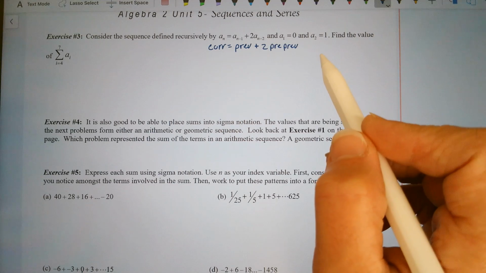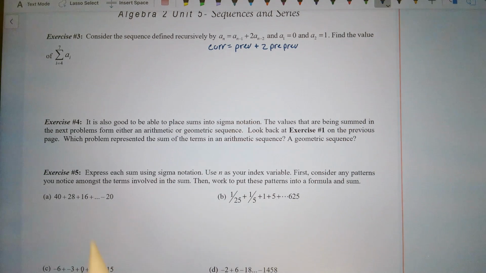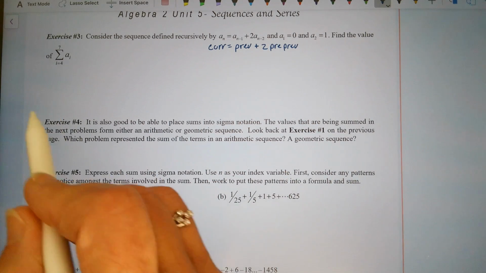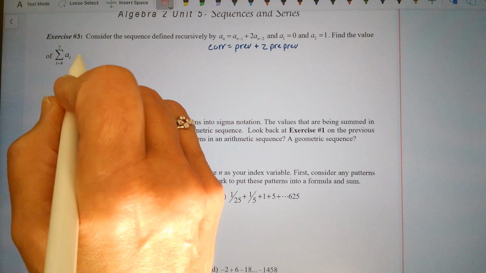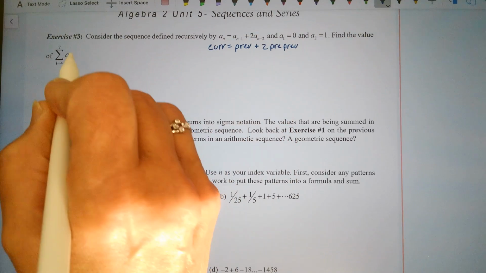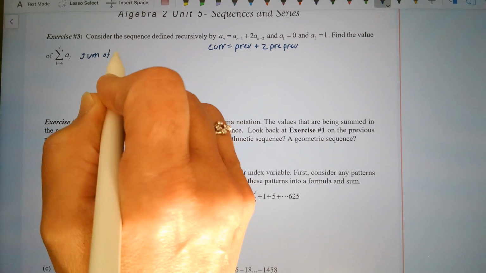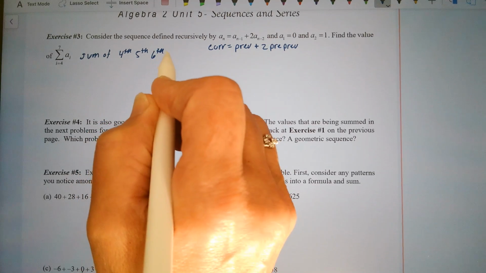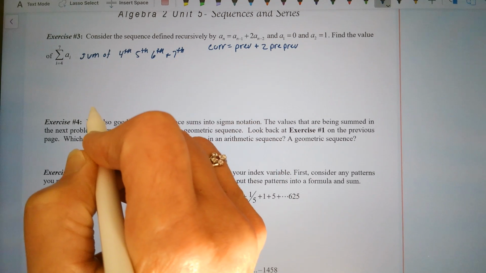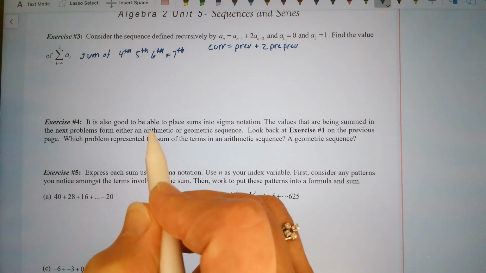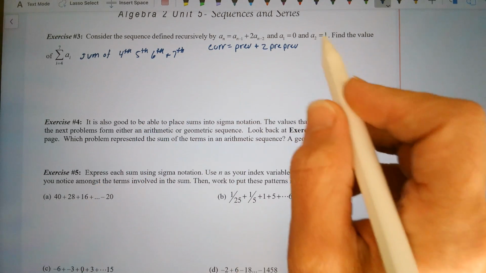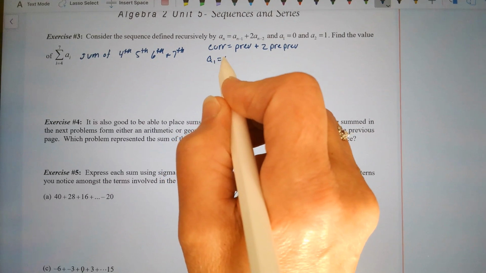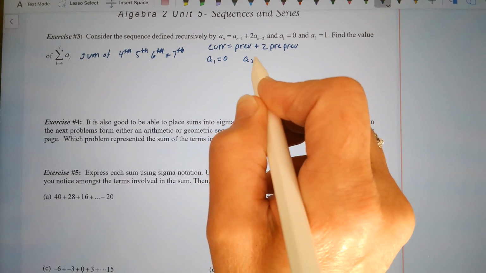And a sub 1 is 0 and a sub 2 is 1. Find the value of, we want the summation of a sub i going from 4 to 7. So in other words, we want the sum of the 4th, 5th, 6th, and 7th terms. Okay, so a sub 1 is 0 and a sub 2 is 1.